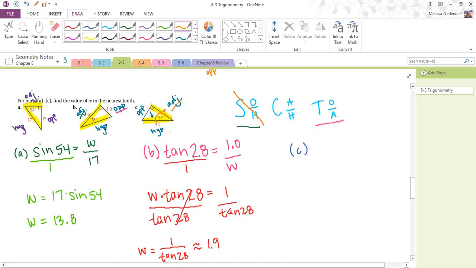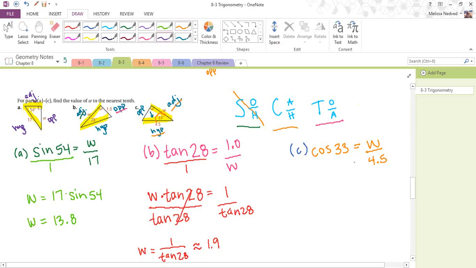Then, what else do I know? I know the length of the hypotenuse. It's 4.5. I don't know anything about the opposite. Nothing is given to me, so I can't use it to help me find the adjacent. So which one uses adjacent and hypotenuse? Adjacent and hypotenuse is cosine. I'll underline it. So now let's set up our cosine function. Cosine of my angle, 33, is equal to adjacent, which is my variable, over my hypotenuse, which is 4.5.